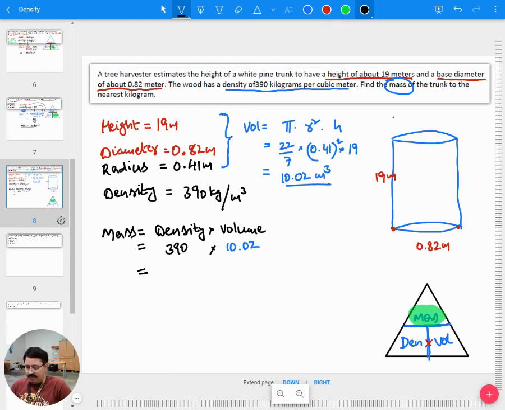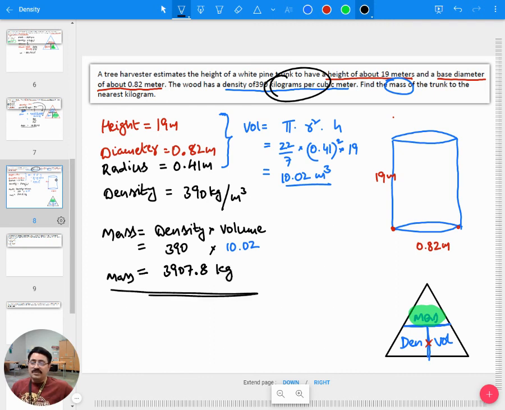Now what is the mass? 390 multiplied by 10.02. That is 3907.8. This is the mass, and I see that the density is in kilograms per cubic meter, therefore the mass is these many kilograms. Okay, now questions on this, please. You may type in the chat box.